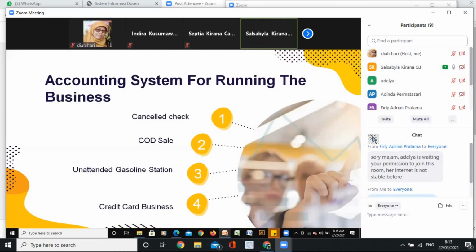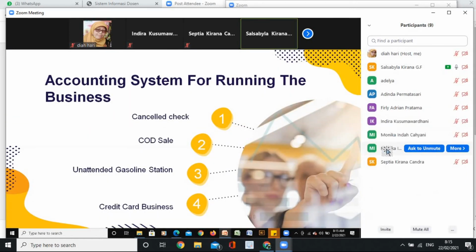The next is accounting system for running the business. There are already businesses that have accounting systems. The first is business with cancel check. The second is COD sale or cash on delivery sale. The third is unattended gasoline station. The fourth is credit card business.